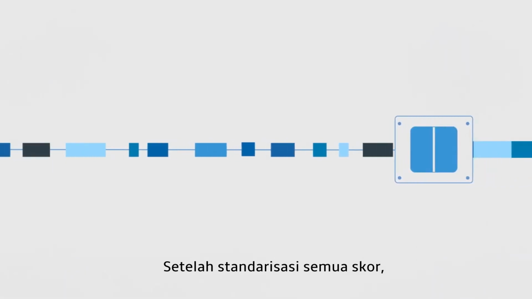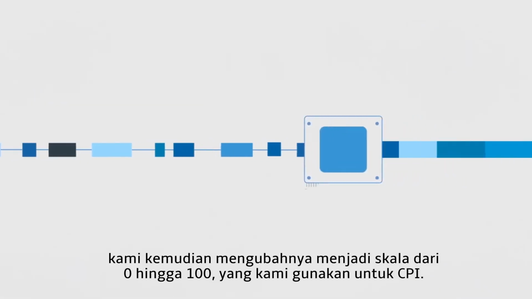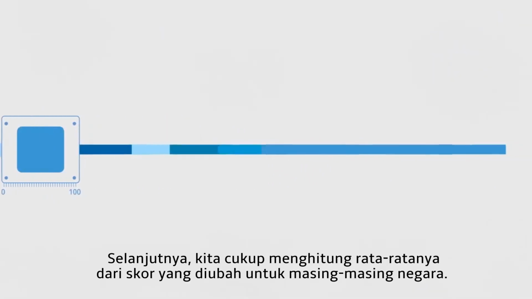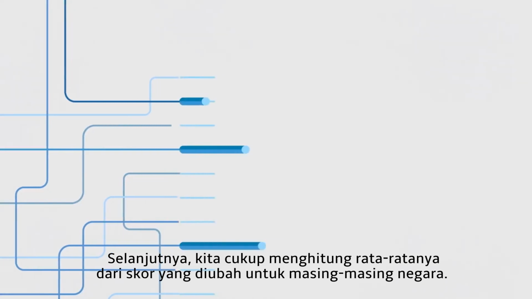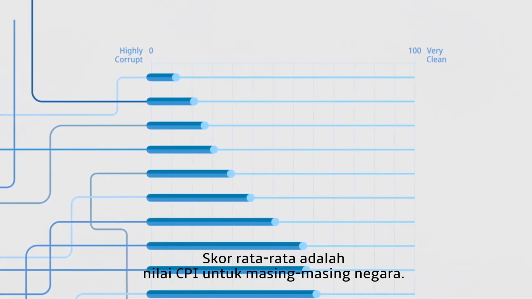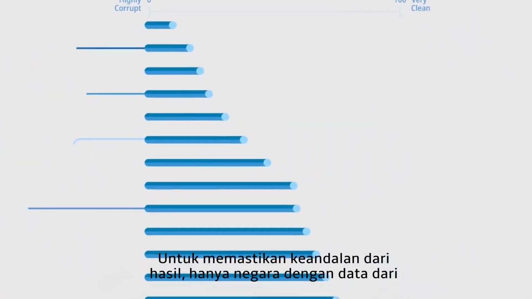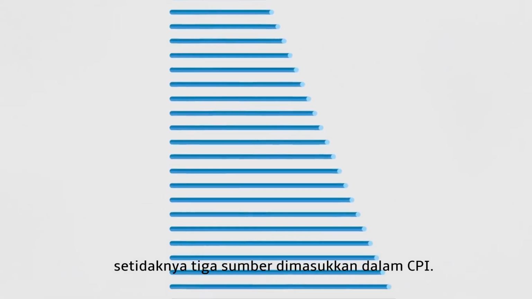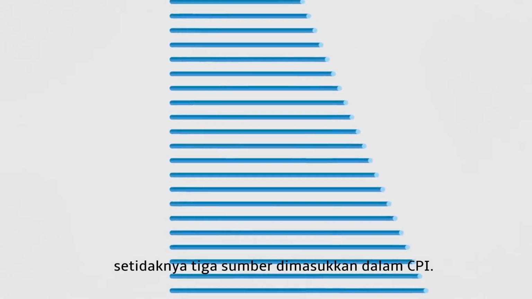After standardizing all scores, we then convert them into a scale from 0 to 100, which we use for the CPI. Next, we simply calculate the average of the transformed scores for each country. The average score is the CPI value for each country. In order to ensure reliability of the results, only countries with data from at least 3 sources are included in the CPI.